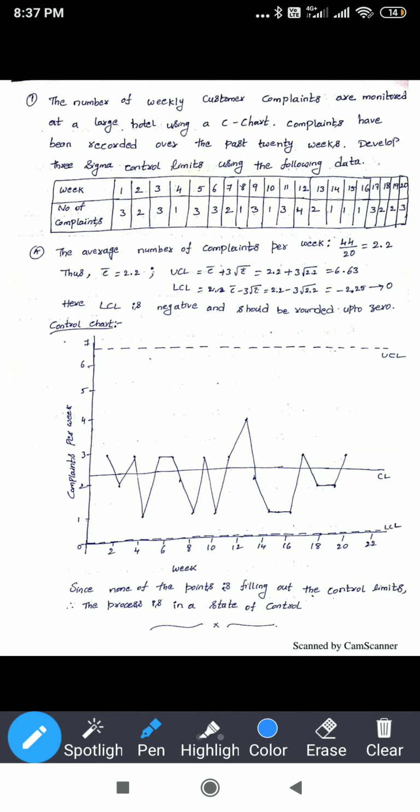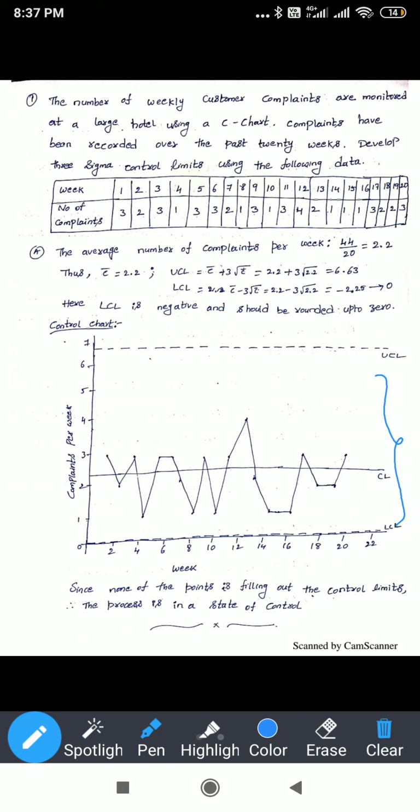So, what is the conclusion when you look at the graph? All the sample points lie inside the UCL and LCL. Since none of the points falls outside the control limits, the process is under control. So, this is the conclusion.